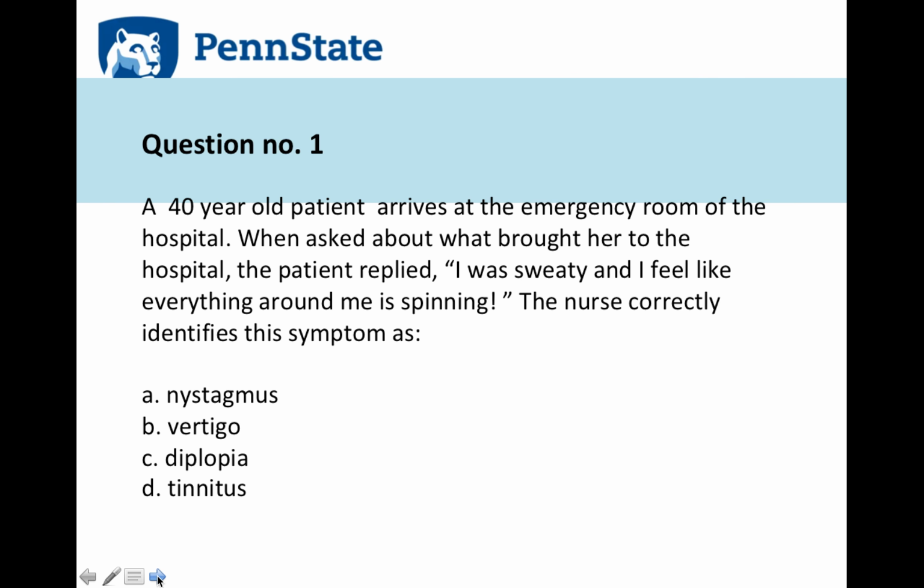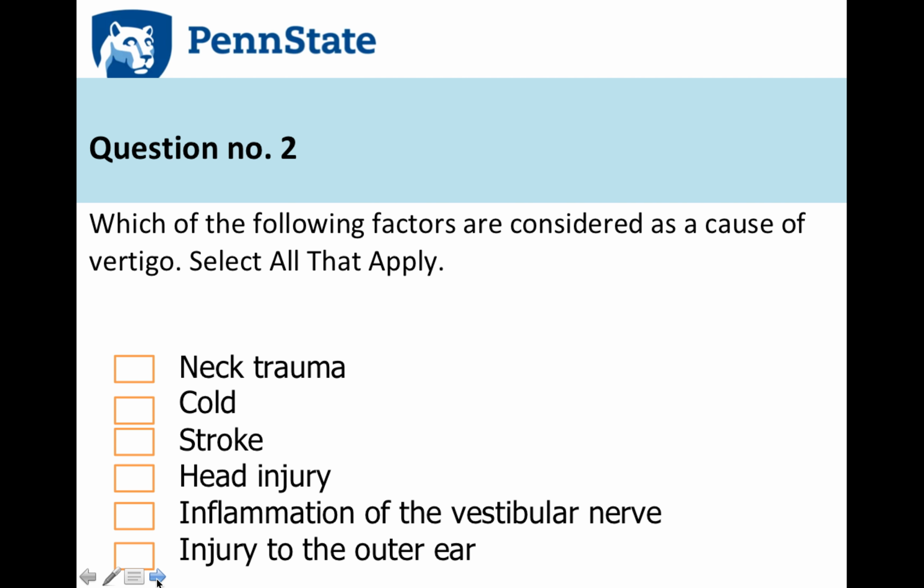So let's evaluate. Let us try to answer a few questions. Question number 1. A 40-year-old patient arrives at the emergency room of the hospital. When asked about what brought her to the hospital, the patient replied, "I was sweaty and I feel like everything around me is spinning." The nurse correctly identifies this symptom as that of A. Nystagmus, B. Vertigo, C. Diplopia, or D. Tinnitus. The answer: this is actually associated with vertigo, the feeling of revolving motion.